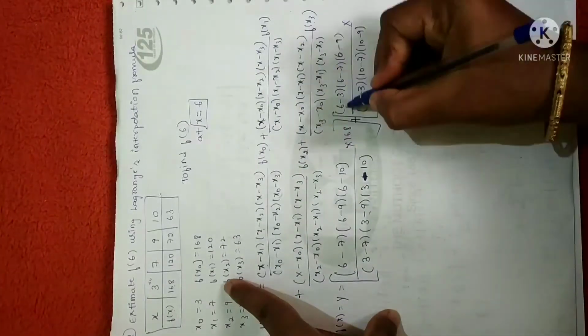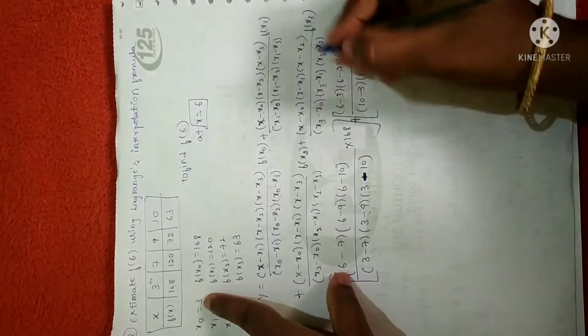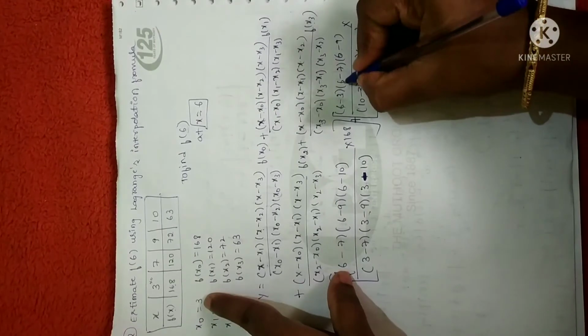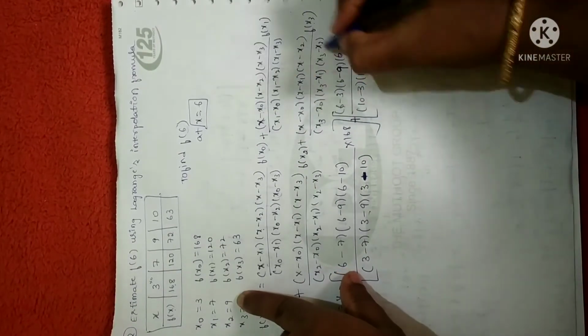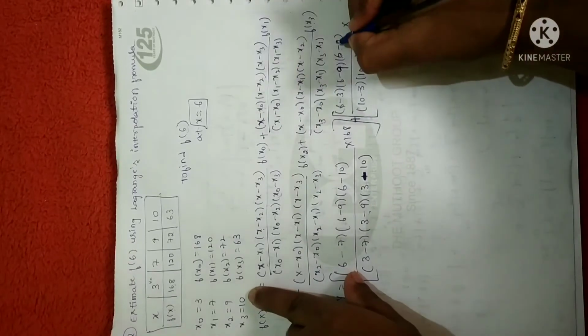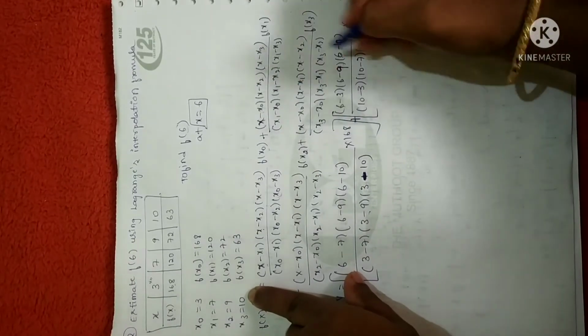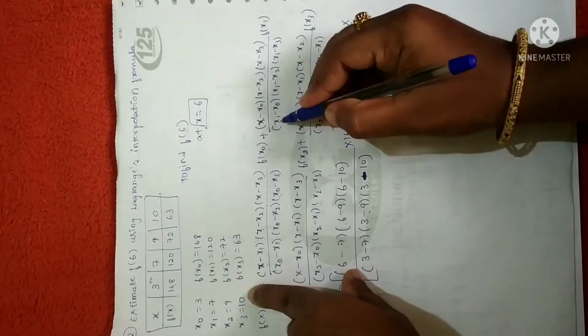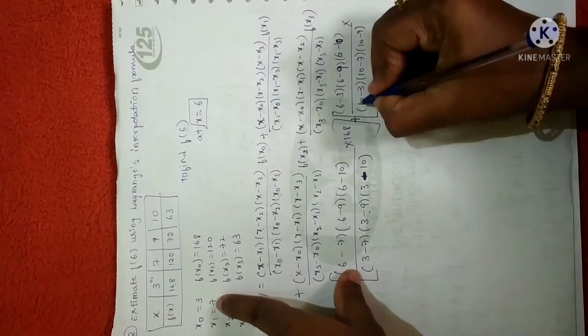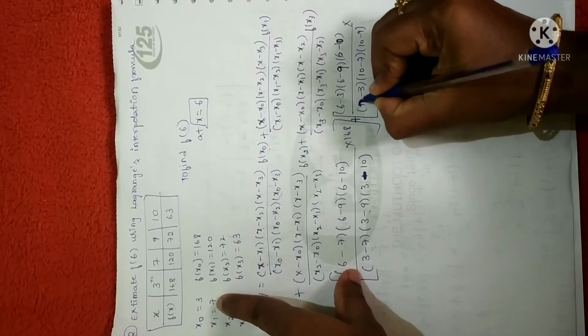Second term, x is 6 minus x naught is 3, x is 6 minus x2 is 9, I'm sorry, into x is 6 minus x3 is 10. Instead of the second term I had substituted the fourth term, so I am just correcting it, divided by x1. What is the value of x1? x1 is 7, I'm sorry, it is 7.